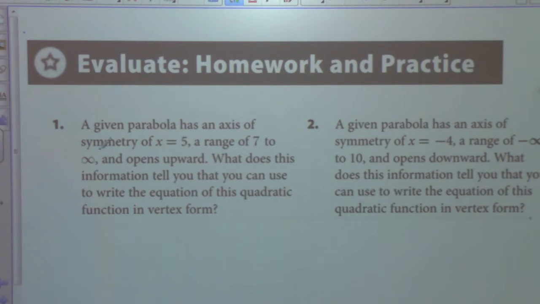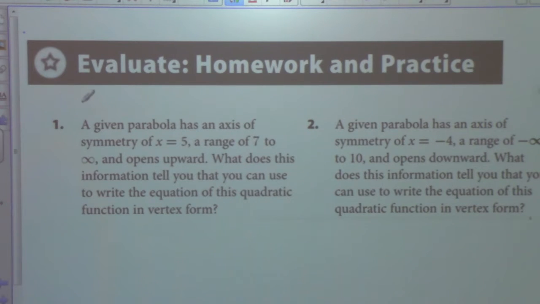Number 1, we have a given parabola. It has an axis of symmetry x equals 5, a range of 7 to infinity, and it opens upward. What does this information tell you that you can use to write the equation of this quadratic function in vertex form? What do we have to know to be able to do this? We have to know the vertex. It would be helpful to know the vertex, right? But even before the vertex, we need to know the vertex form, right?